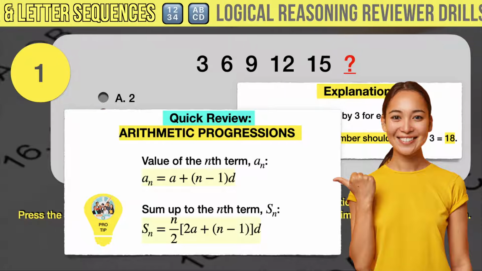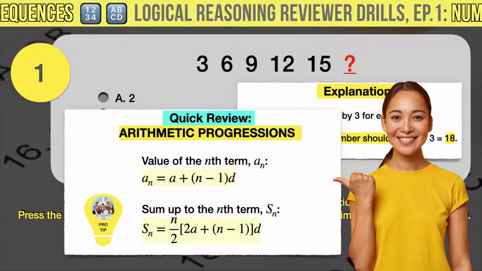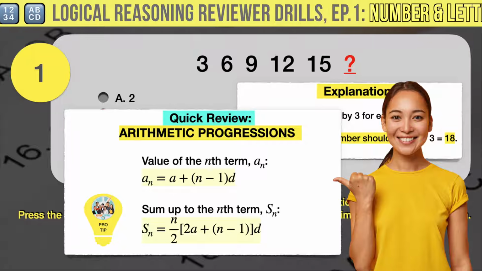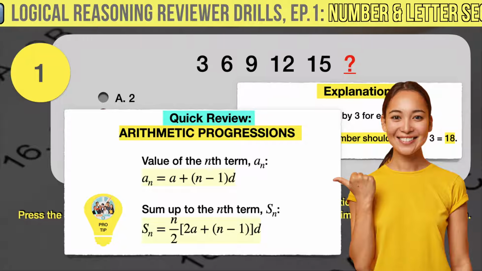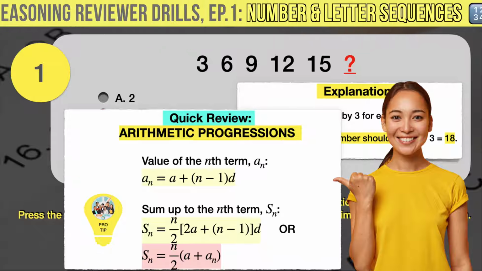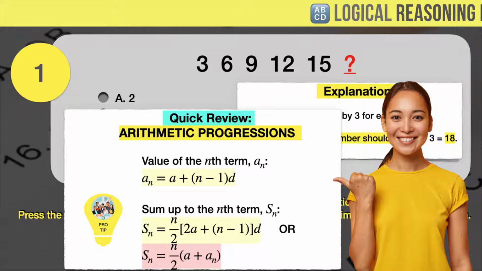There is also an established formula to compute the sum, S_n, for a finite portion of an arithmetic progression, as follows. S_n is equal to n over 2, times the quantity 2a plus n minus 1, times d. This formula can also be simplified and expressed as S_n equals n over 2, times the quantity a plus a_n.